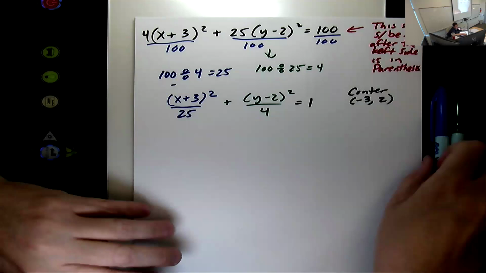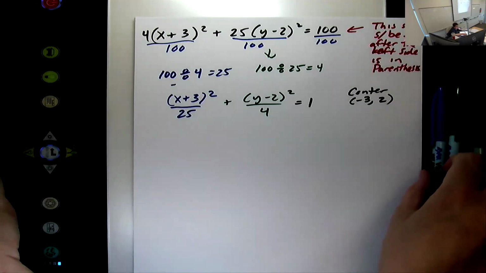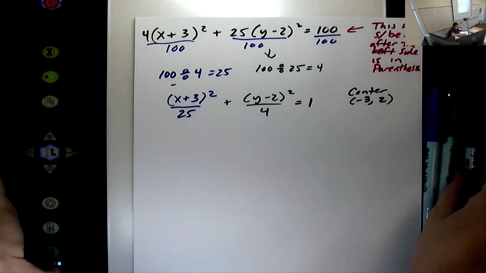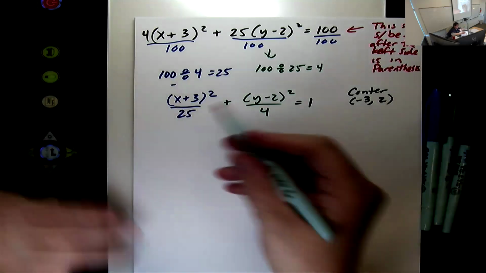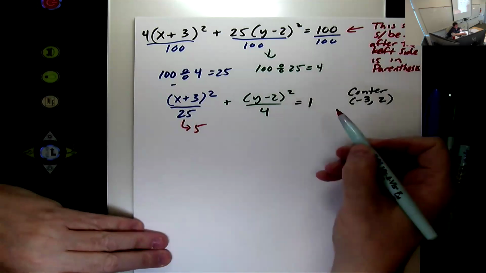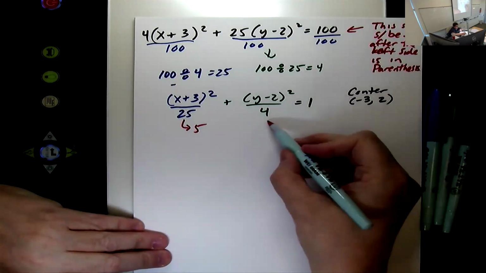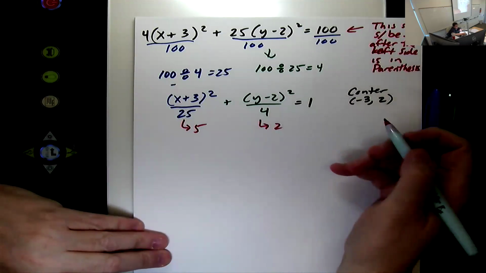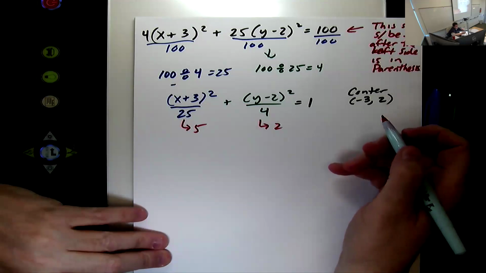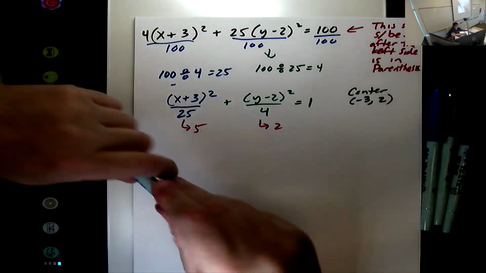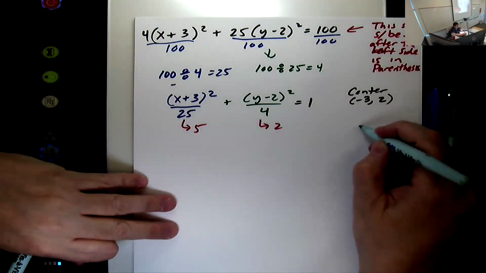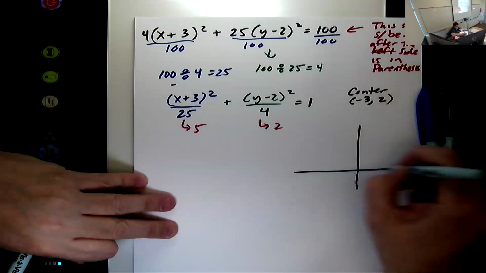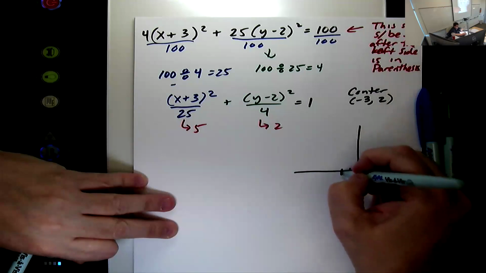Well, I was gonna say, how to graph them is you just take the square root of both of them. The square root of 25 is 5, and the square root of 4 is 2. You move 5 over to the left and 5 over to the right, and then you go up 2, and then you go down 2.